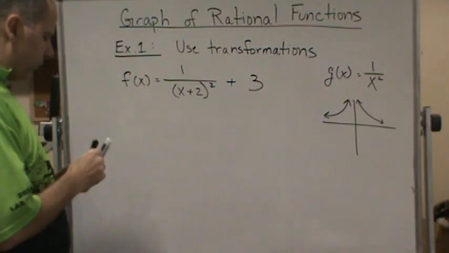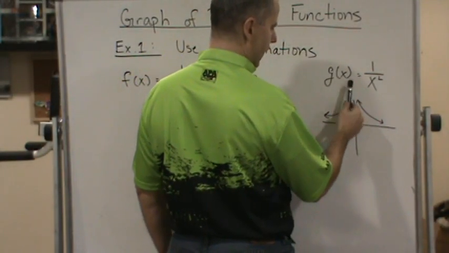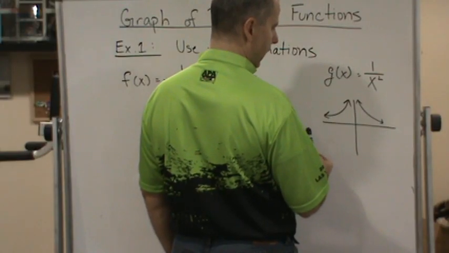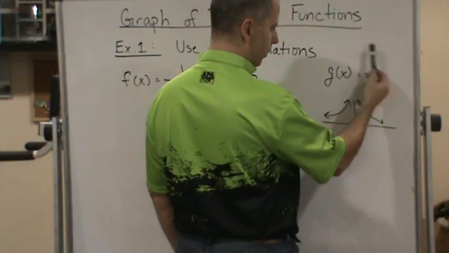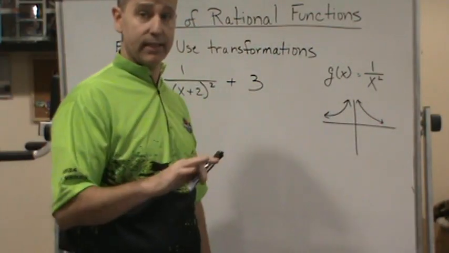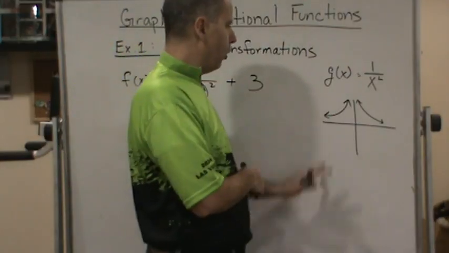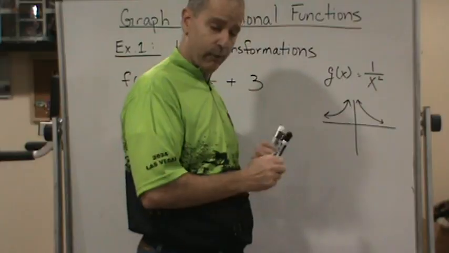We know that this looks like this. We also know that this has a vertical asymptote at 0 and a horizontal asymptote at y equals 0. So x equals 0 and y equals 0, right? So based on what we already studied in the last several videos, we know how this behaves, and we know where the horizontal and vertical asymptotes are.